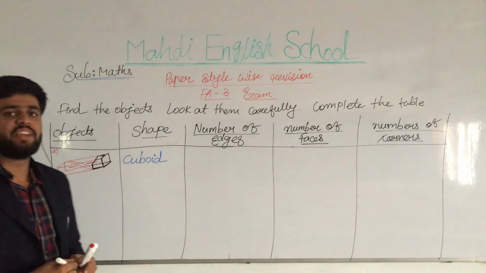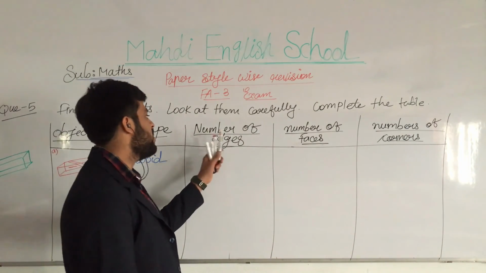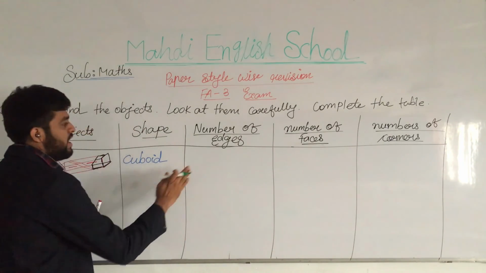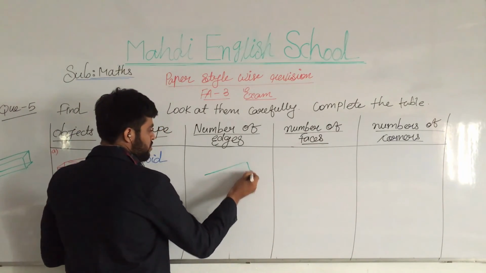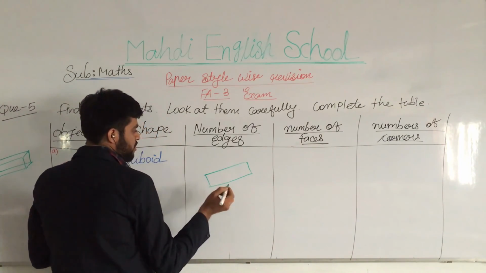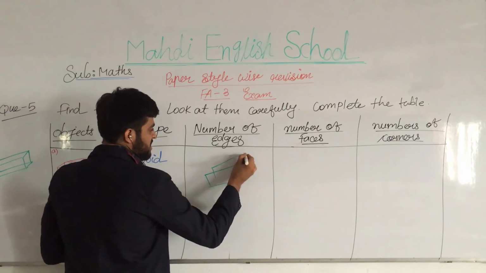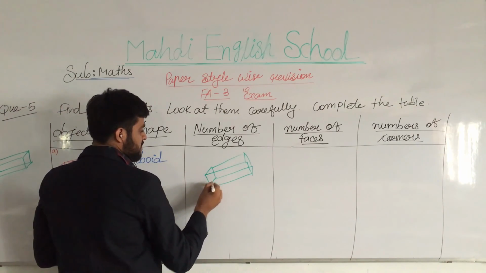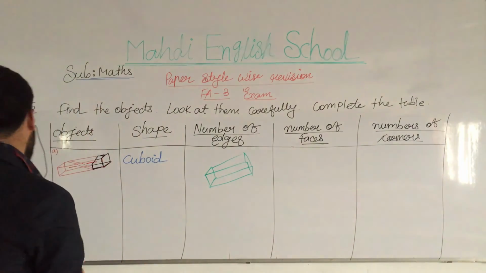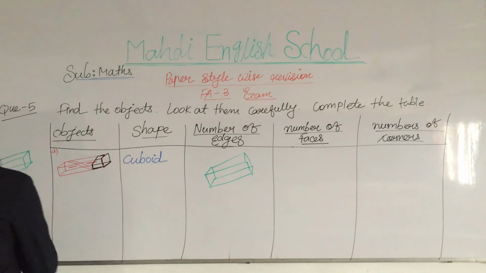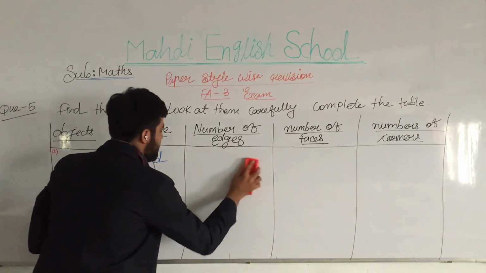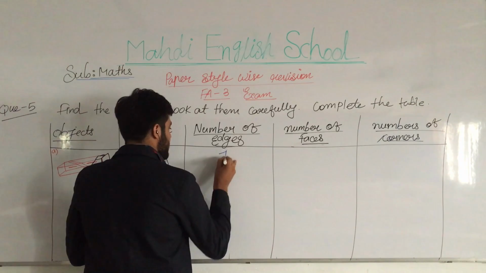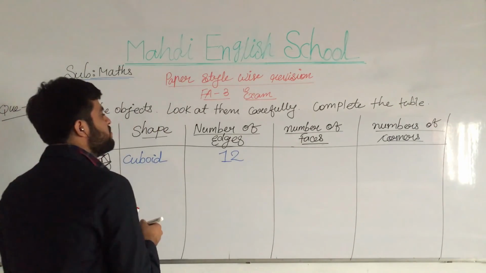Got my points, my dear students? Like that, we have to count the number of edges. Again I repeat, cuboidal edge: 1, 2, 3, 4, 5, 6, 7, 8, 9, 10, 11, 12. Understood? It's 12 edges. So in the number of edges, we mention 12 edges. How many edges? 12. Now we have to find the faces.